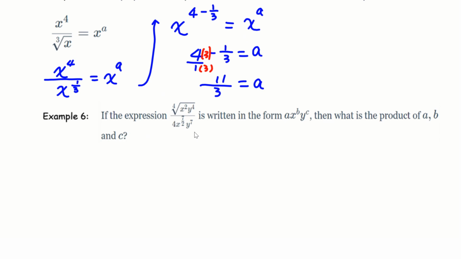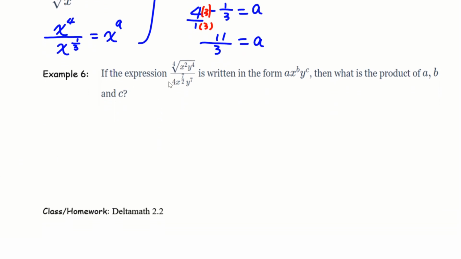So if the expression is written in the form a times b x to the exponent y, y to the exponent c, then what is the product of a, b, and c? So this question wants you to simplify this expression in this form. Then determine the a, b, c, then times a, b, c together. So product means multiplication, times.